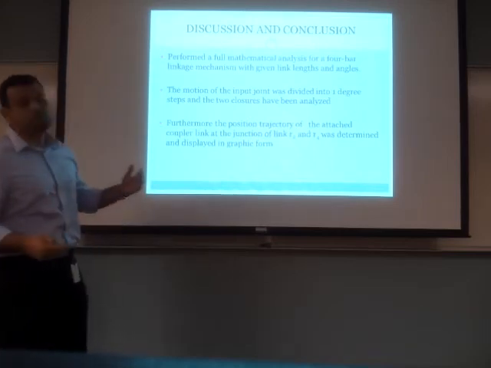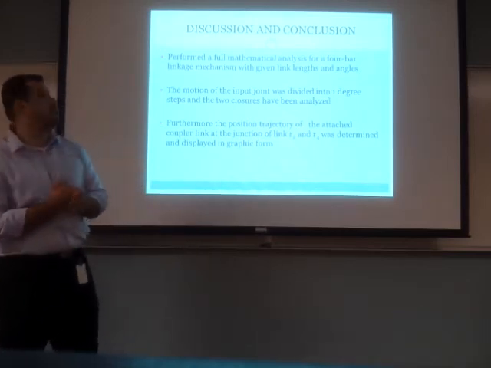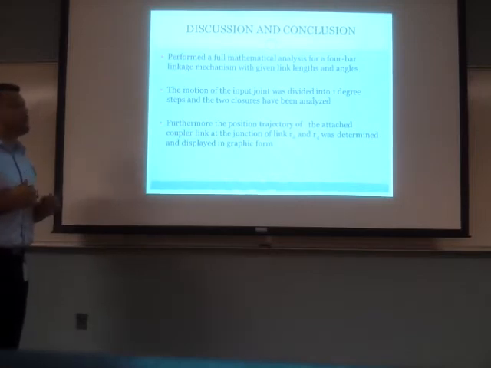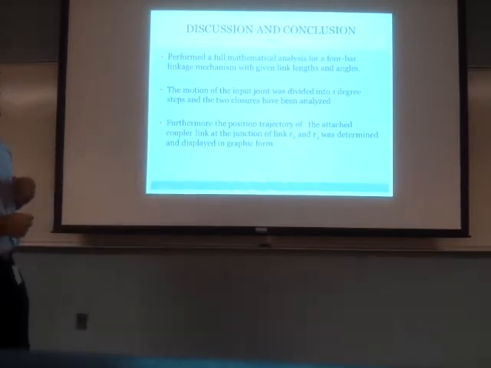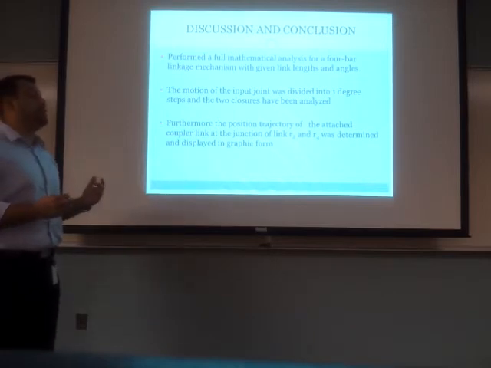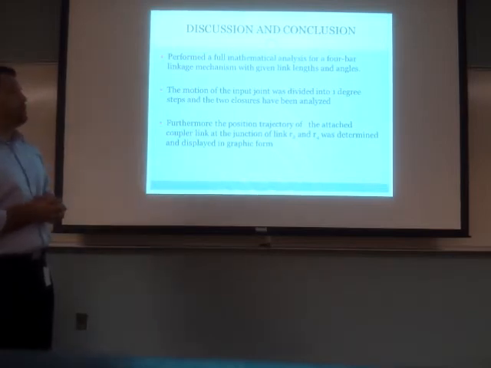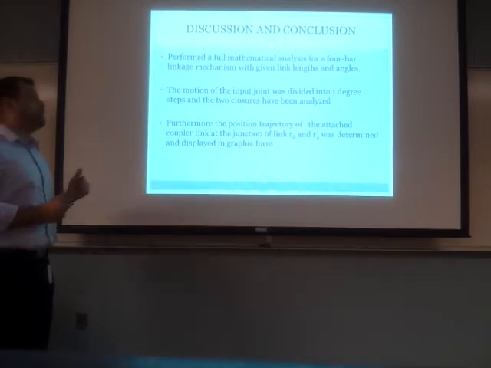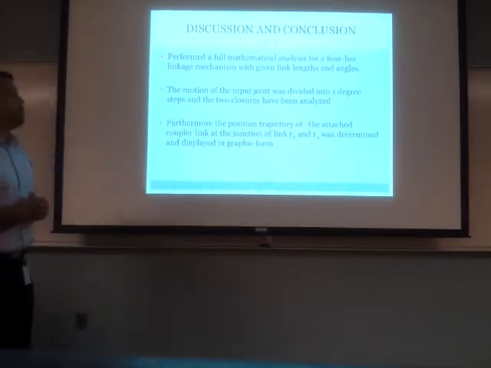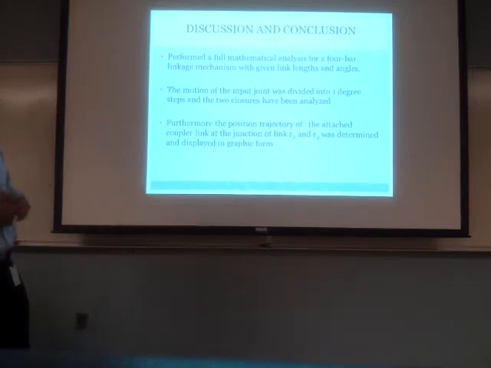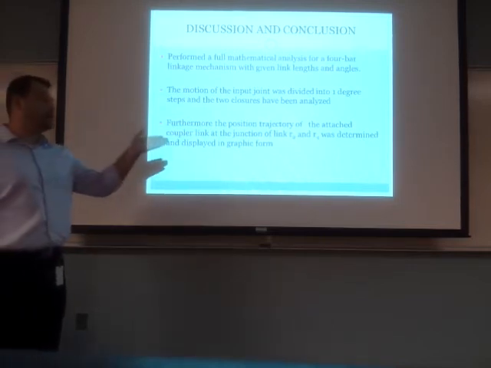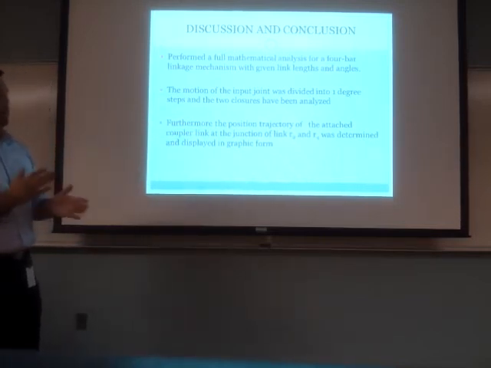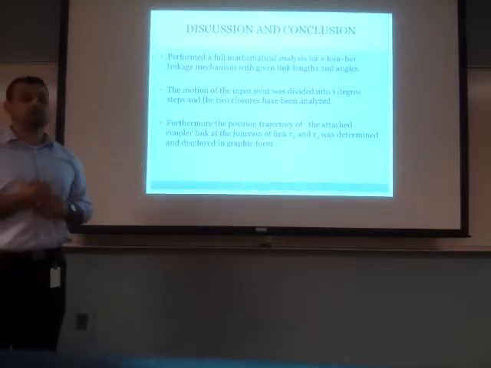Now I'm going to talk to you about some of the conclusions for a 4-bar mechanism. We performed a full mathematical analysis for the 4-bar mechanism with the given angles and linkage given by the project. We analyze the motion, the input joints, and divide into 1 degree steps in order to get 2 closures and analyze them. Furthermore, we get the position trajectory, the attached coupler link, and the junctions for link R2 and R4, which were determined. Now we're going to talk about the slider crank.